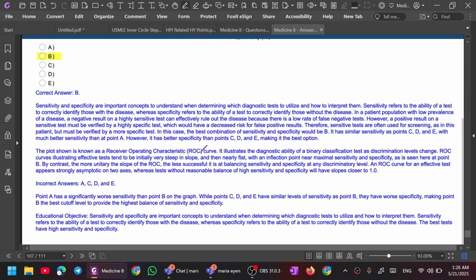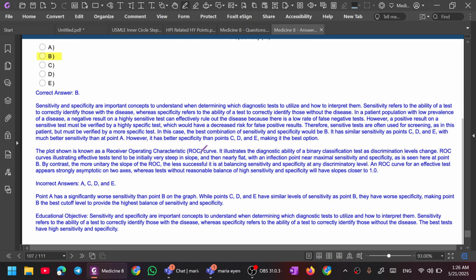By contrast, the more unitary the slope of the ROC curve, the less successful it is at balancing sensitivity and specificity at any discriminatory level. An ROC curve for an effective test appears strongly asymptotic on two axes, whereas tests without a reasonable balance of high sensitivity and specificity will have a slope close to one. I don't understand. I didn't understand anything in that last paragraph.